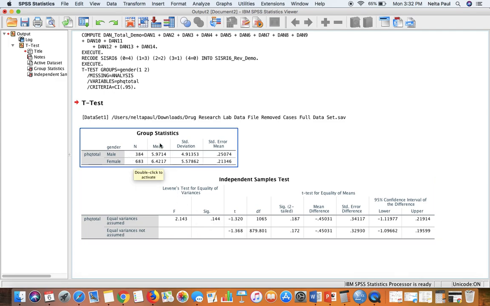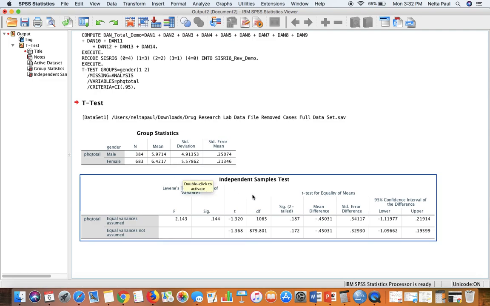Now, in order to determine whether these means, which my cursor is circling around, are significantly different, well, that's what the t-test does. So if we go to the second sig, we get a 0.187. And 0.187 is also greater than 0.05. And as such, in this particular sample, we found no statistically significant differences in depression scores between males and females.